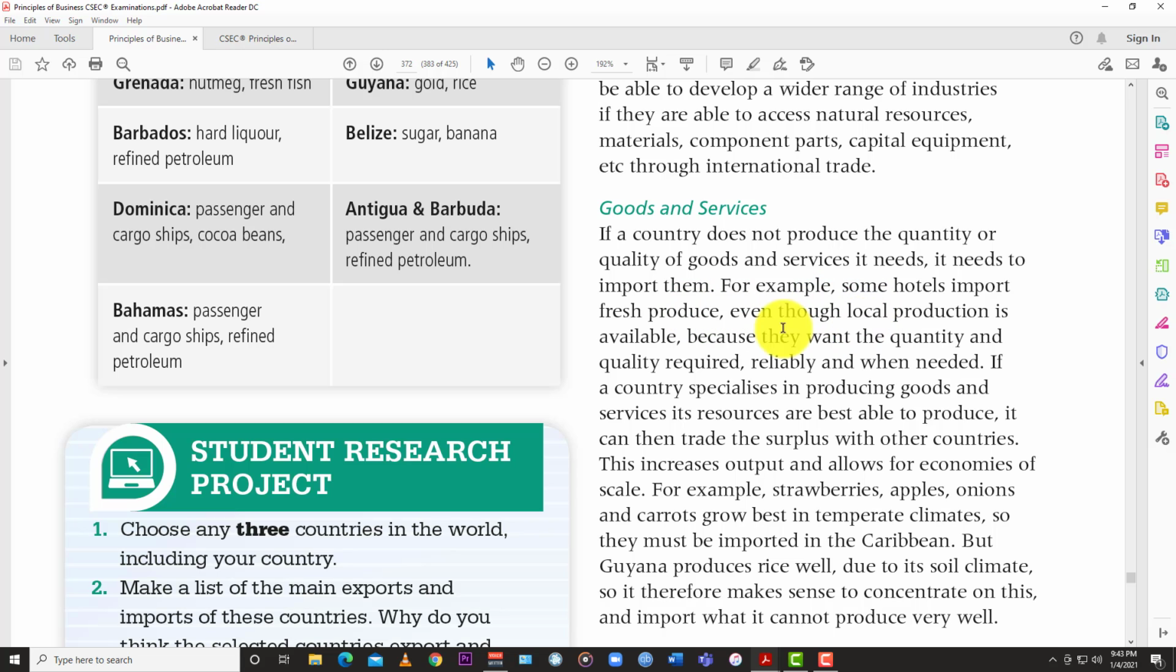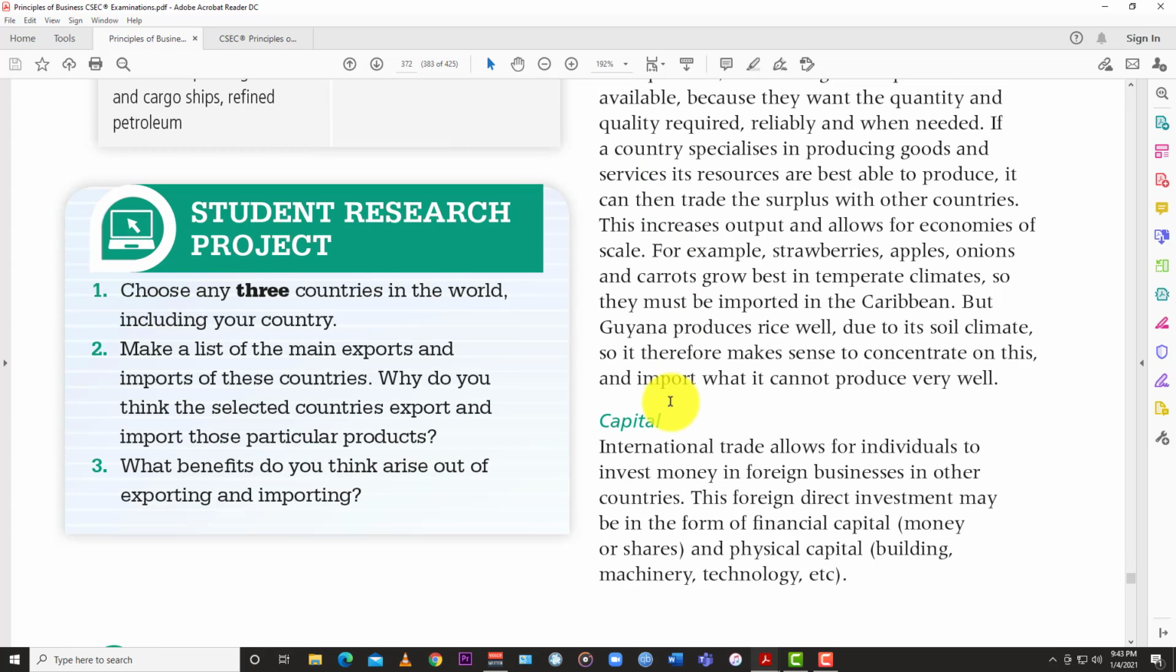For example, some hotels import fresh produce even though local production is available because they want the quantity and quality required, reliably and when needed. So this one is very obvious, very self-explanatory again. You trade for goods and services that your country cannot produce at a level that can sustain that country. So you have to trade for those kinds of goods or services. Or you trade for things that just don't grow or are not produced in your country.